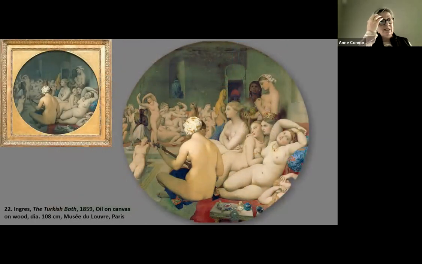The more famous Turkish bath here shows a whole group of women, quite inspired by the Lady Montagu letters. Here you have that idea of these women surrounding the favorite of the Sultan, having a secret place where he could sit and observe what was happening. And then he would choose the person he would spend the night with, etc.